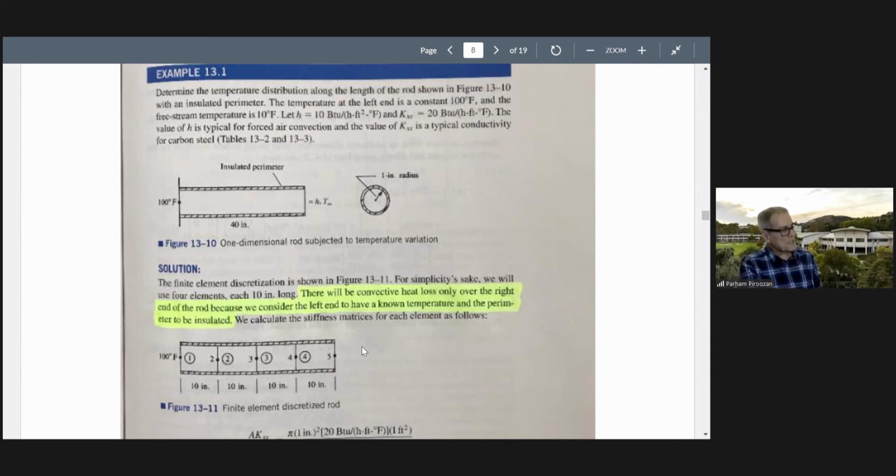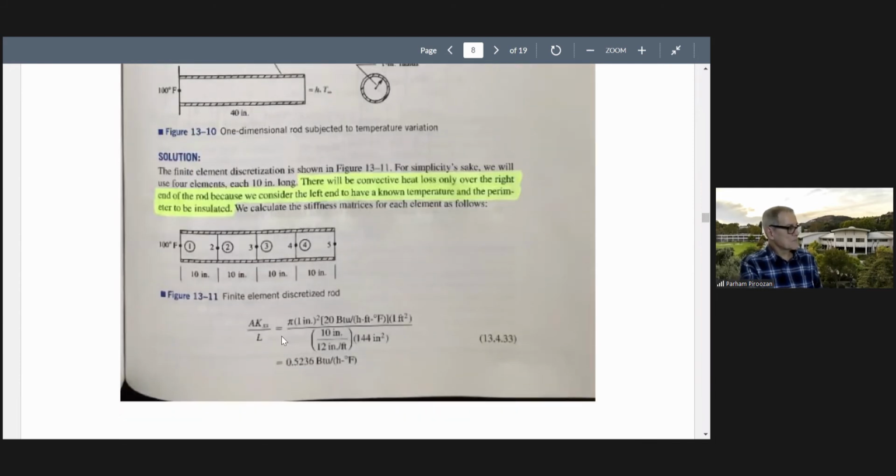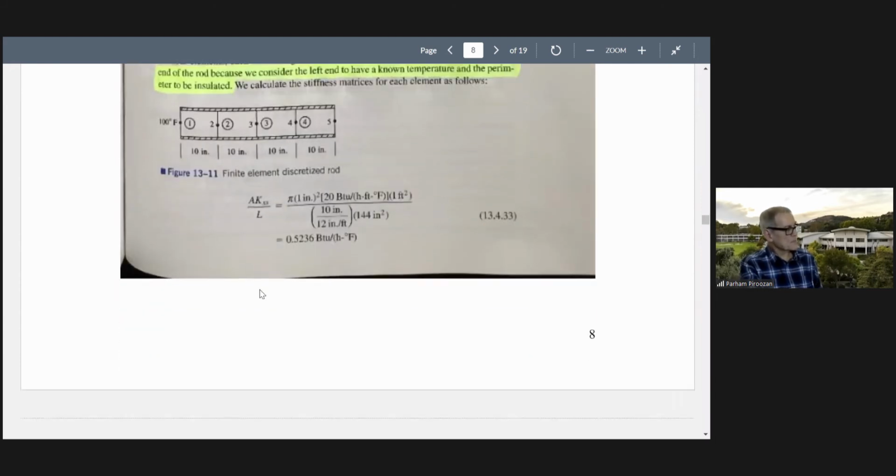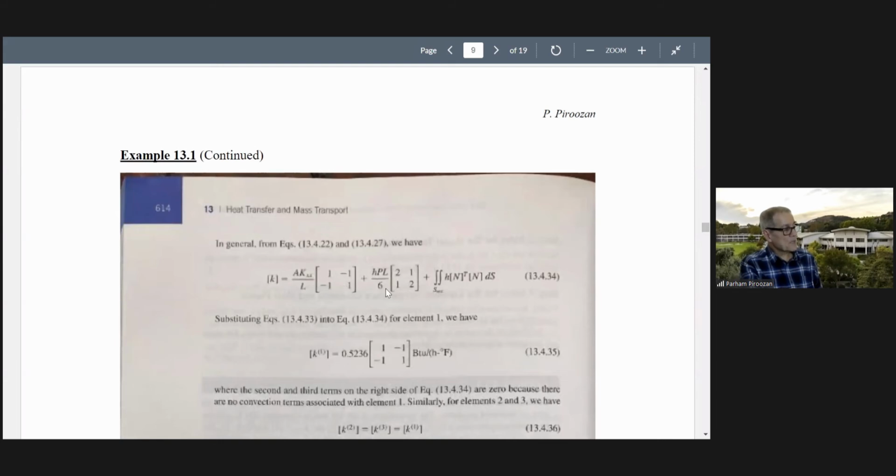So, question for you: what is the size of the global stiffness matrix in this problem? 5 by 5. 5 nodes and 1 degree of freedom per node. It would be 5 by 5. Find K for each element. This would be K over L, this plus HPL over 6 plus for the end. But element 1 doesn't. This is the general formula, K, incorporating even the end.